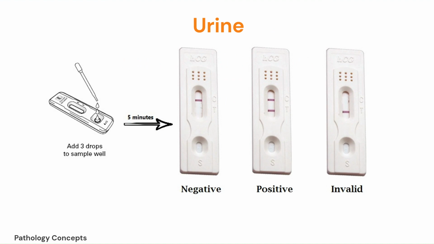The test procedure is shown in this picture. In the rapid card, in the sample section, add 3 drops of urine. Wait for 5 minutes and check for appearance of the band. If the test band appears along with the control band, then it is a positive test result. And if the test band does not appear with the control band present, then it is a negative test result.